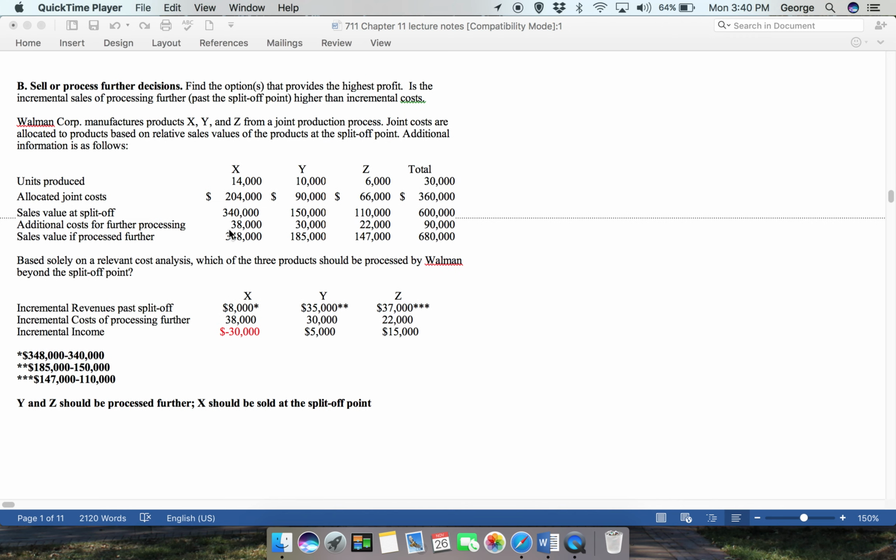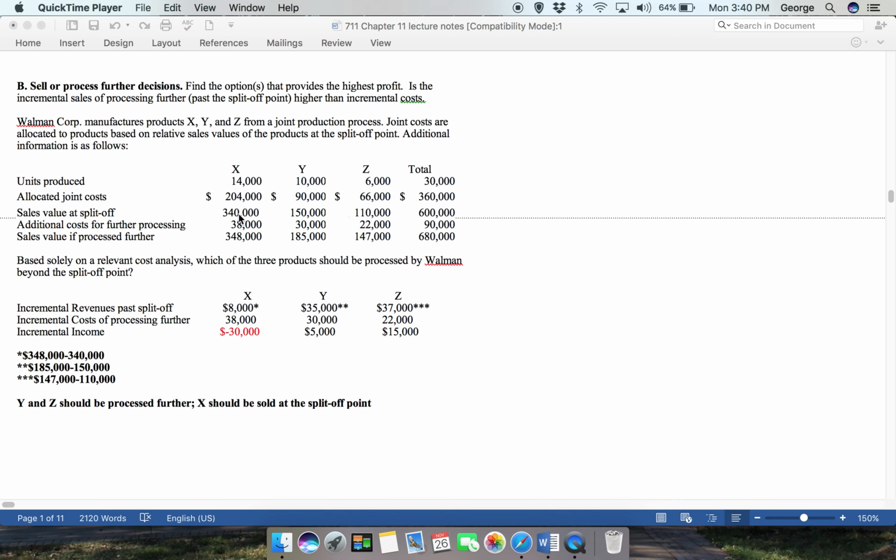All right, sell or process further. Again, looking at relevant costs and relevant revenues. So I can sell this at the split-off point, and that's $340,000. I've got three products, $340, $150, and $110. But I have an opportunity to process further for each of these. So what I want to look at, this is very easy, very common sense. I just want to look at incremental revenues versus incremental costs. That's my relevant revenues and relevant costs.